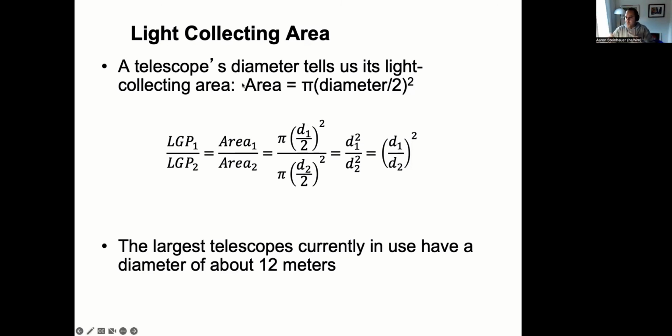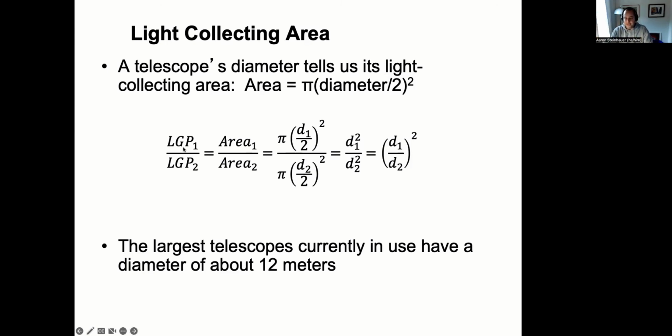Now, what determines the light gathering power of the telescope? It's determined by the area, right? And so the bigger the telescope, the more surface area that primary light gathering element has, the more light you'll be able to collect. And since the area of a circle goes as pi times the radius squared, or pi times the diameter over 2 quantity squared, that sets the light gathering power of a telescope itself.